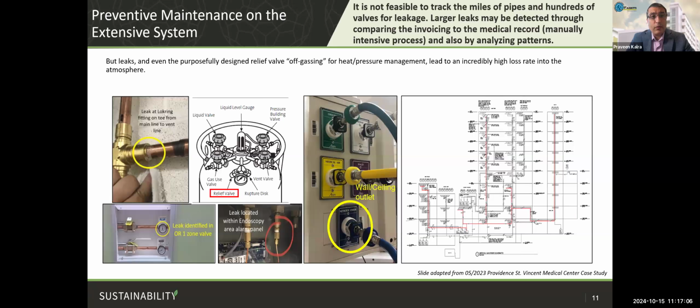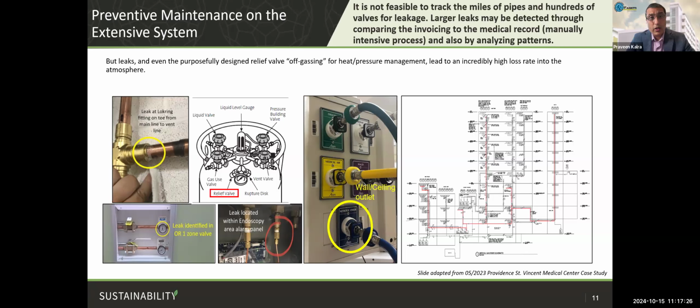These are some of the sites where the leakages happen. The graph in the middle shows a relief valve of a central cryogenic tank system from where leakages were happening. Leakages were detected at the wall, ceiling outlet, and many other locations. It is extremely difficult to do extensive testing of all these leakages.